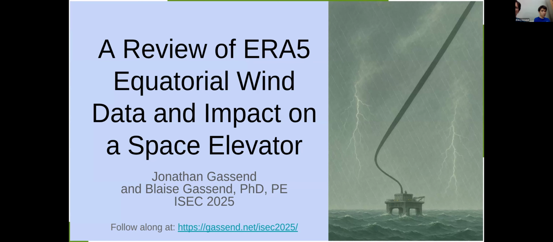Got a little bit of help on this one from my son Jonathan over here, who did a lot of the number crunching. And so basically, I'm going to be talking about the effect of the wind on the space elevator, and in particular, looking at the ERA5 database as a source of data to understand what the wind is really like in the equatorial plane.